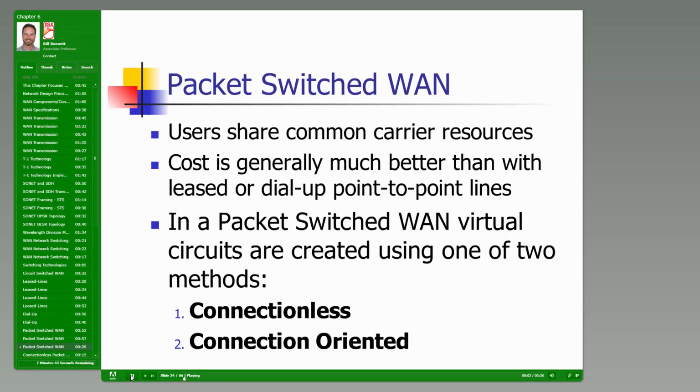A couple of advantages of packet-switched WANs is that users are all sharing a common carrier resource. The internet, for instance, is a good example of that. And so cost is generally much better than it would be with a leased or a dial-up point-to-point line. And in packet-switched WANs, virtual circuits are created using one of two methods, either connectionless or connection-oriented.